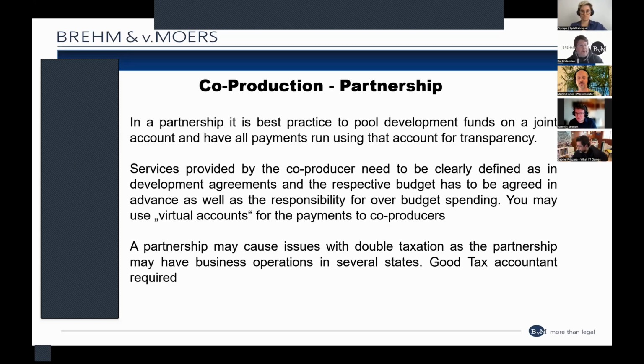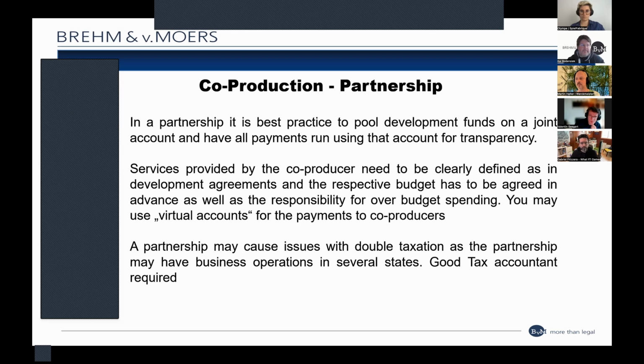If you go for the partnership, then it is best practice to pool the development funds on a joint account, because you'll want to make sure that payments are only made in accordance with what both parties have decided, and it's easiest to control that if all development funds are on a controlled joint account. Then you also see that all monies are actually used in accordance with what you agreed for the development budget.